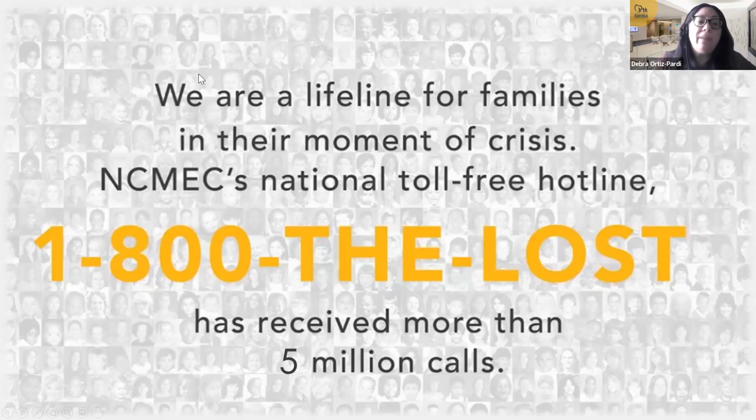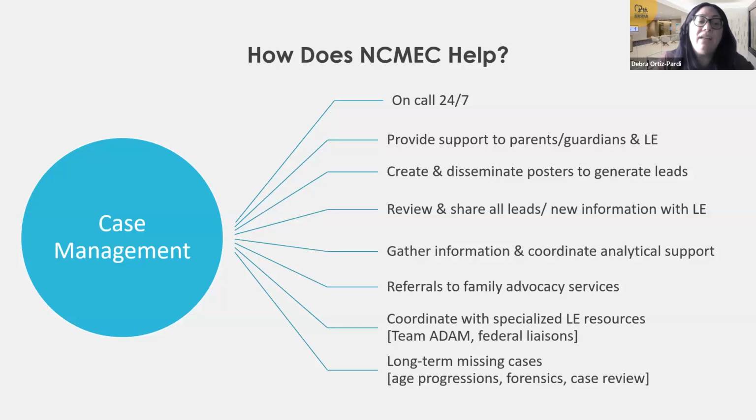So first, talking about 1-800-THE-LOST, our national hotline. This is available 24/7, 365 days a year. This is the phone number that families can call if their child is missing. The first phone call that they should make should be to law enforcement. There is no waiting period to report a child missing, but we do want families to know that once they make a police report, they can call us, and that'll help mobilize us to be able to provide assistance to the investigating agency and also to that searching family.